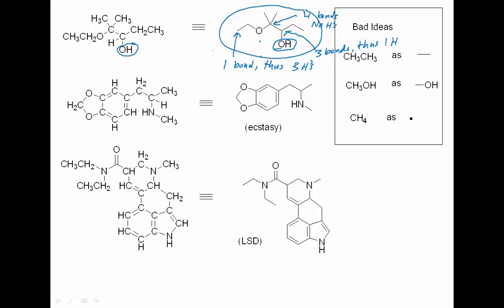All right, so let's take the illegal drug ecstasy, shown here on the left. When it's condensed to a bond line diagram, it is this structure right here. Notice the 1 hydrogen that's on nitrogen is shown, but the rest of the molecule is shown as a bond line diagram. This is LSD, or lysergic acid diethylamide, down here, and its structure is a lot more complex.